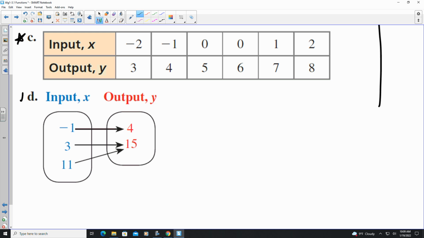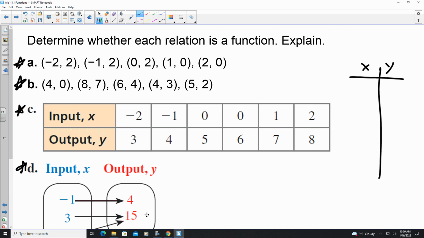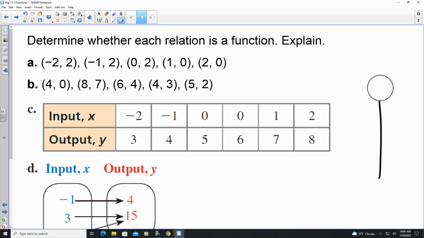Another way, like example D, is called a mapping diagram, where you have your inputs on one side and your outputs on the other, and then you have an arrow pointing towards them. And then the final one that's not listed here is just a graph itself. They'll have points at certain ordered pairs, and then you have to decode the graph to determine if those relations are functions. It asks us to determine whether each relation is a function and to explain.